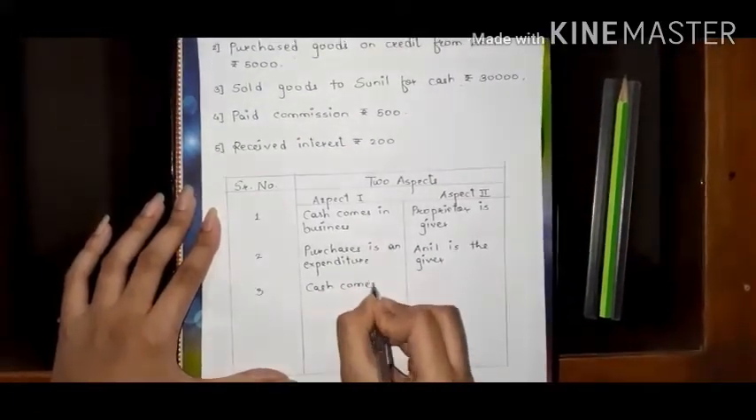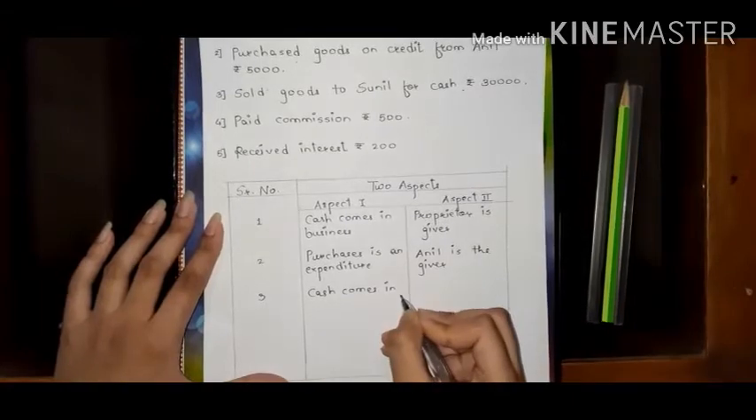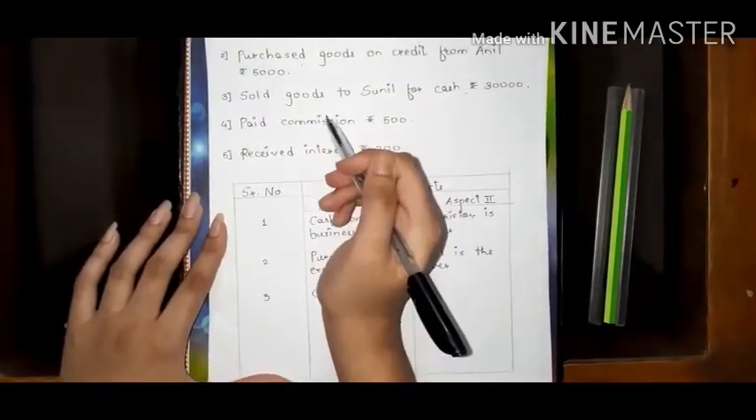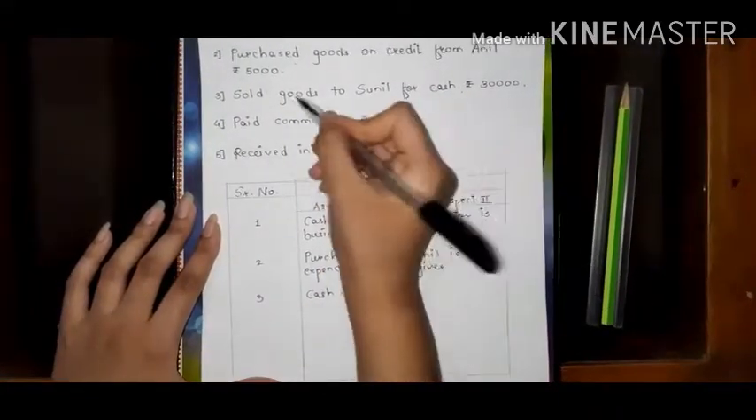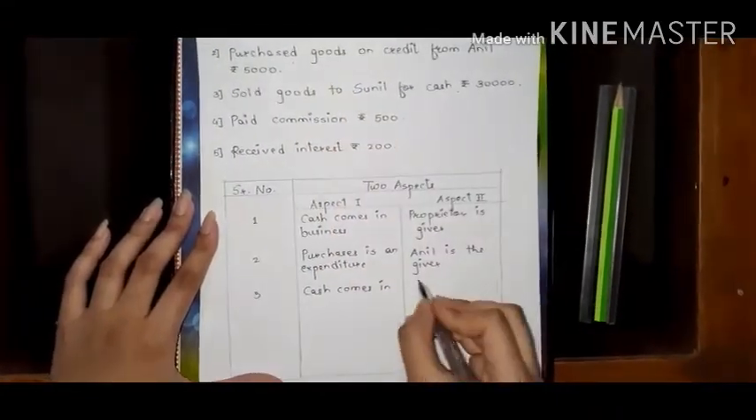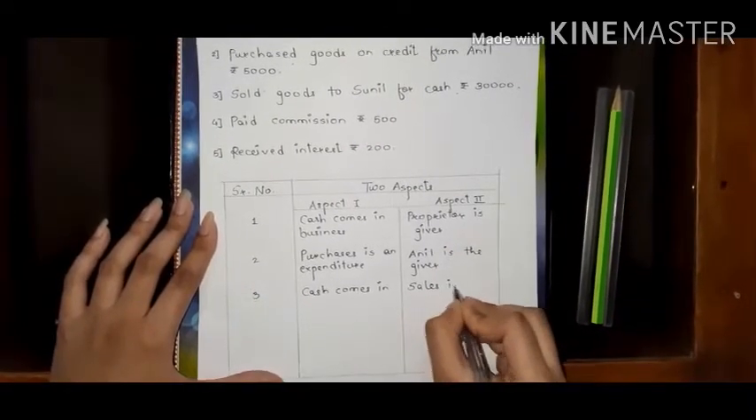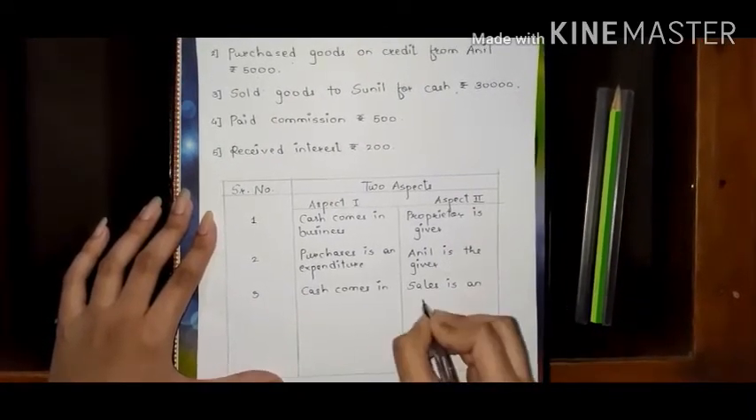Cash comes in. Okay. Now sold goods is always an income for our business because we are earning something from it. We have already learnt about it. So we will write over here the second aspect: sales is an income because we have got profit.